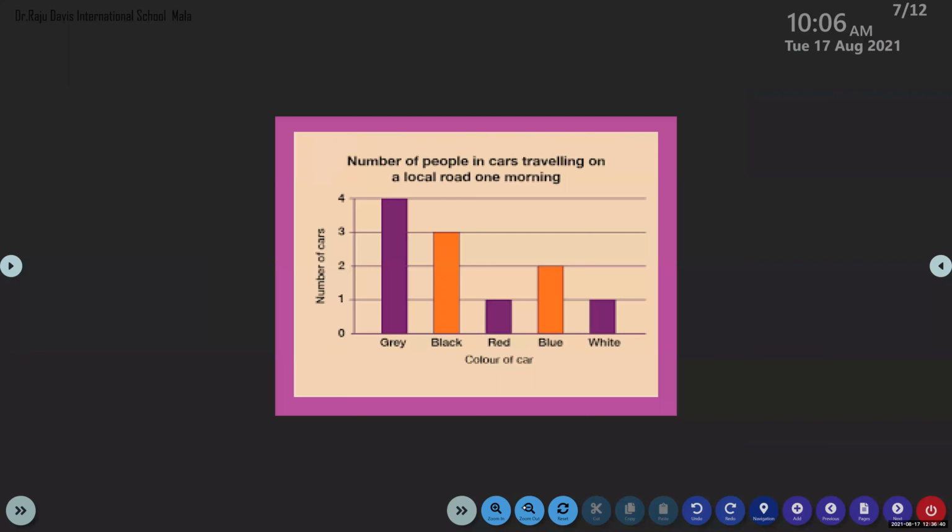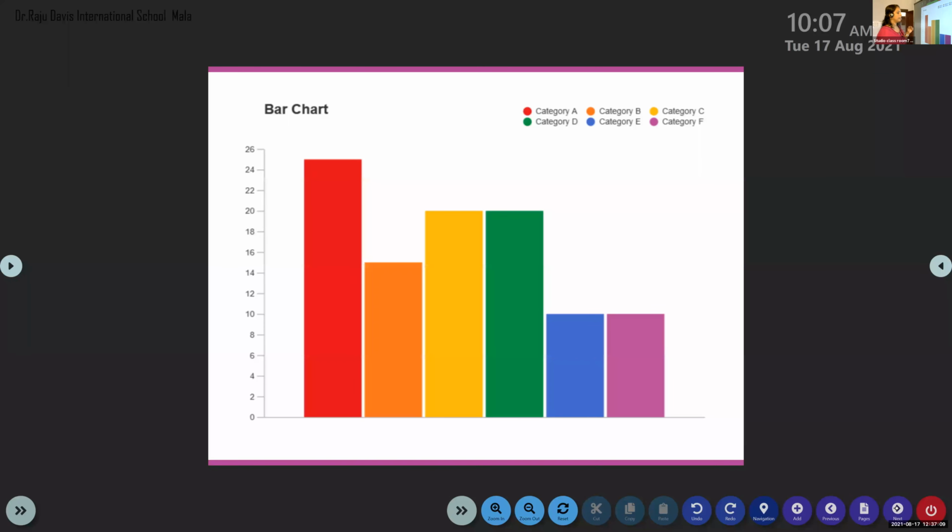Number of people in cars traveling on a local road one morning. Gray, 4. See, the height of the bar indicates the number. Black is the longest one. Black, three. Red, one. White, one car. Blue, two cars. Okay, see, understood, children? Yes, ma'am.